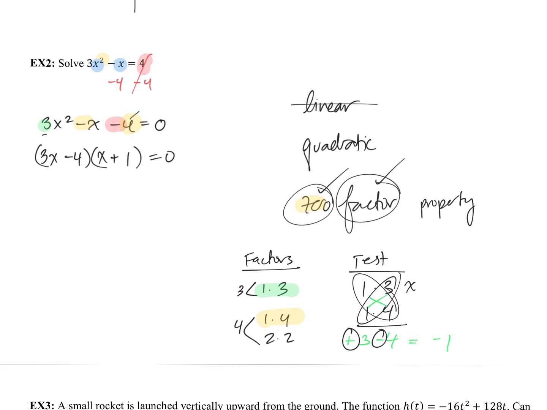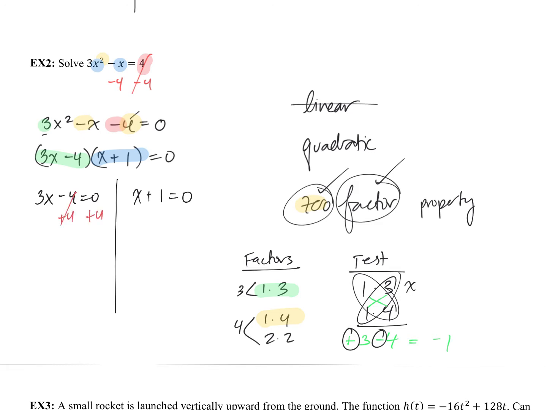Okay, so, it's factored. What do we do? Well, we know that the possibility is this can equal 0 or this can equal 0. So let's go ahead and set them up equal to 0. I'll just draw that little line down the middle, separate them, and let's go ahead and solve.